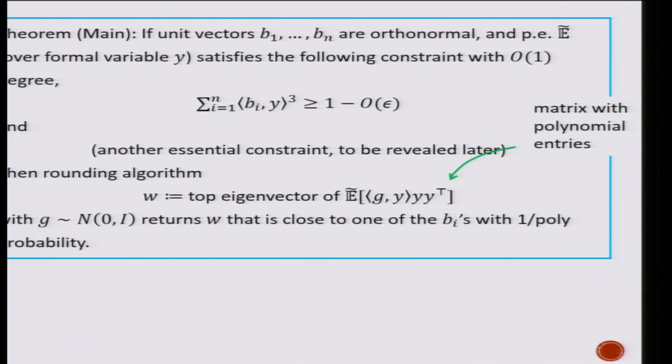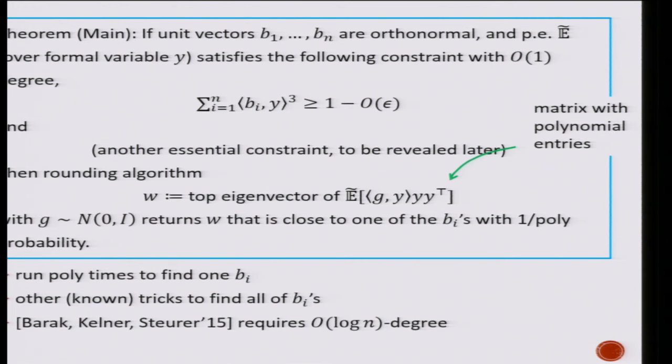I regretted putting this slide in, actually. The fact is that we can run this polynomial times to find one of the b_i, and there are other known tricks to find all the other b_i. And BKS requires log n degree for this, and we can do O(1) degree.